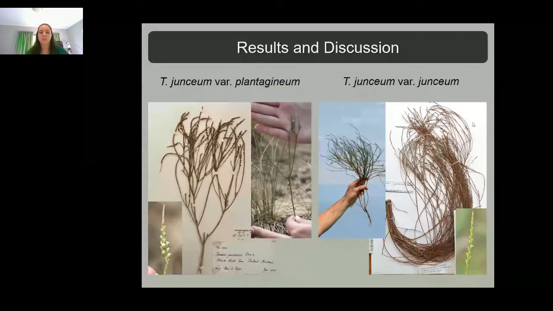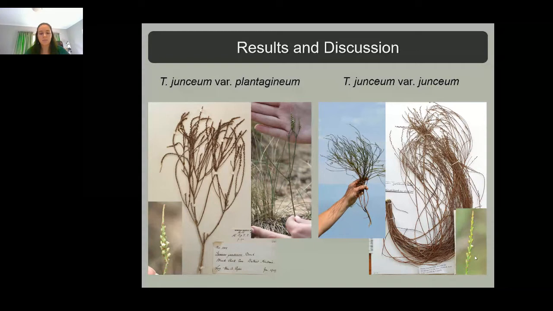Firstly, in terms of Thesium jungium, it had 3 varieties. The first being Thesium jungium var. plantagenium, which is characterized by these very compact inflorescences that resemble those of the genus Plantago and Plantaginaceae. And then you can see here the specimens that we collected in the field with these very compact inflorescences. And then you have var. diunkium, which is a more lax plant with lax inflorescences.